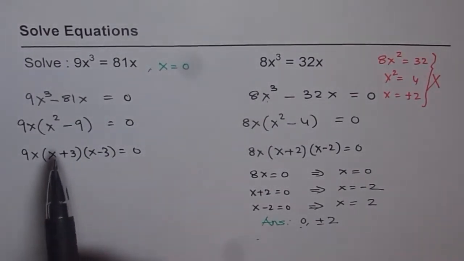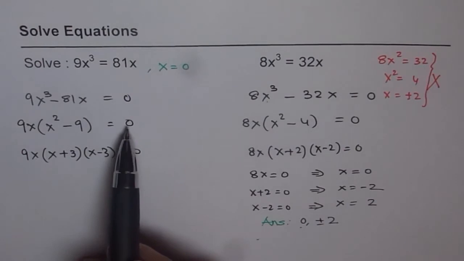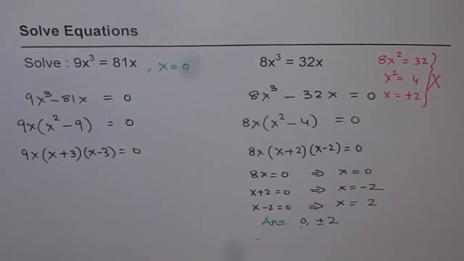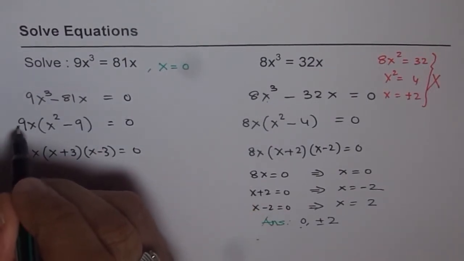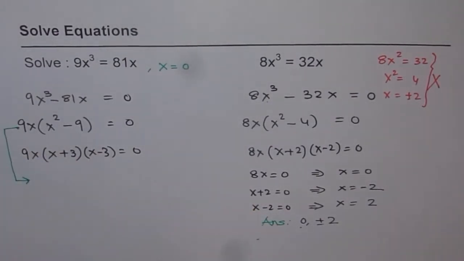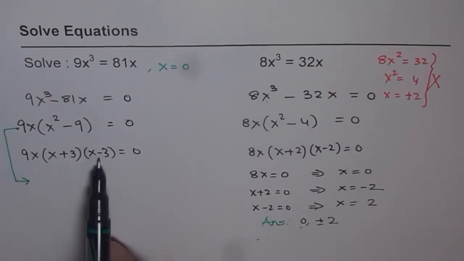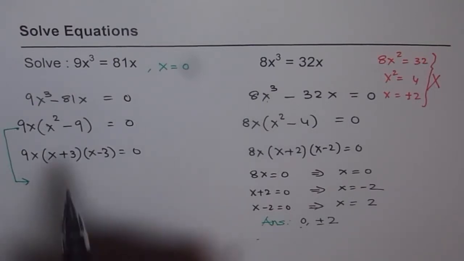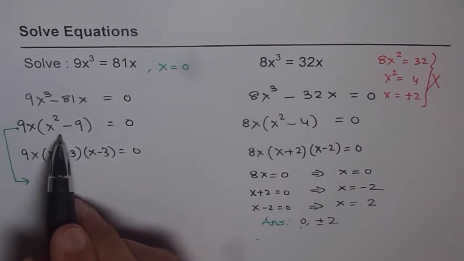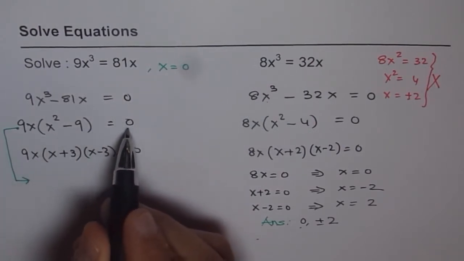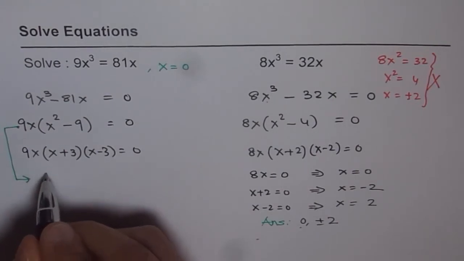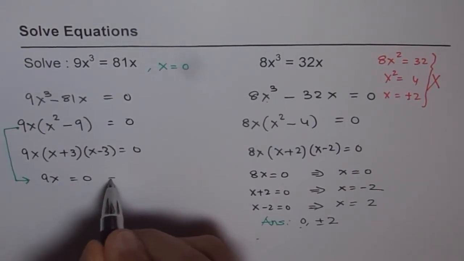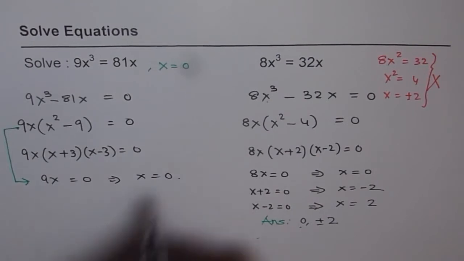Some of you who have not learned difference of squares can actually find solutions from the earlier stage also. So I will show you the solution from that stage itself. This is a better way of doing it. You get three solutions as I've shown you here. But for those who have not yet learned the difference of squares technique, I am giving solutions from this stage. There are two factors: 9x equals 0, which implies x equals 0. So that is one solution.